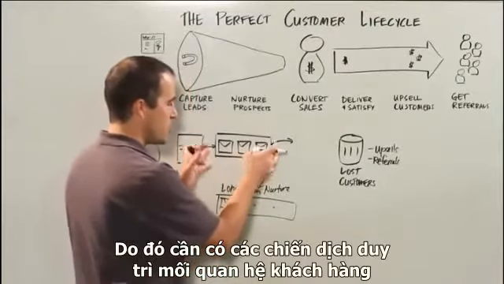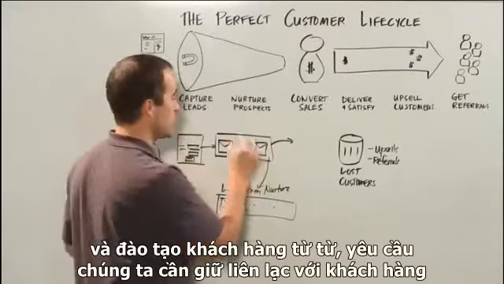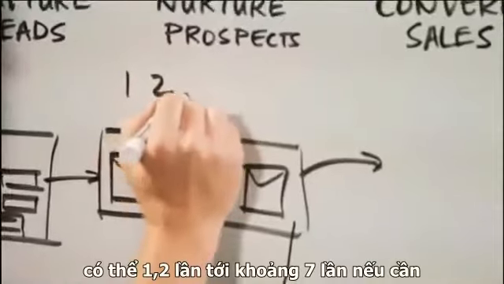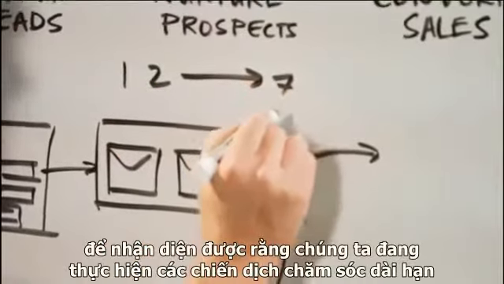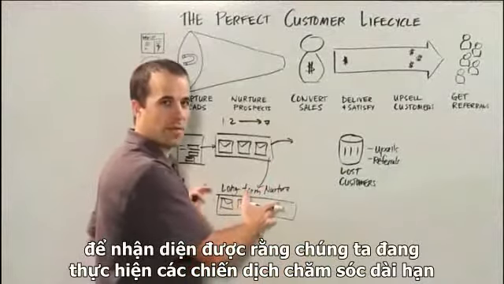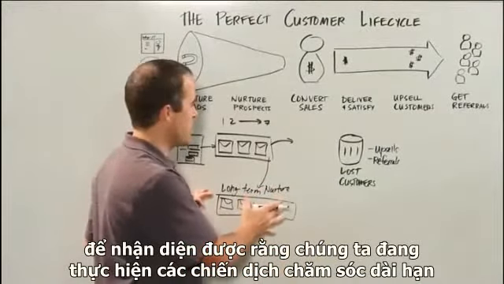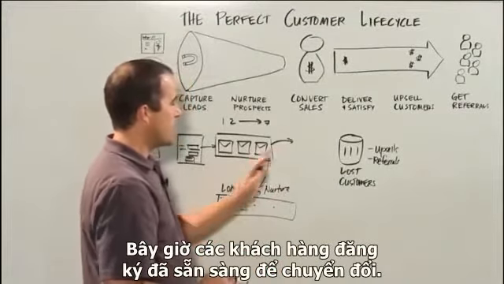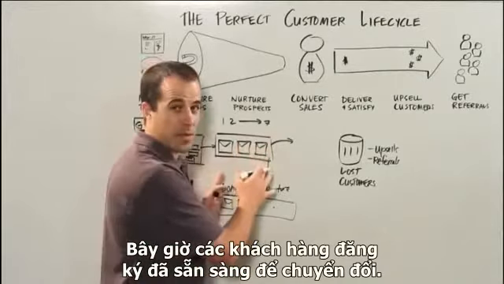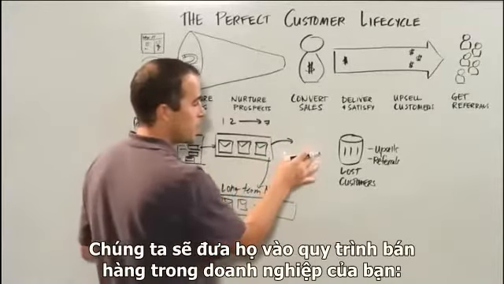So there's short-term nurturing and education that we'll do that'll take us from our contacts of 1 or 2 contacts through to the 7 that we need. There's also a recognition that we have long-term follow-up that might need to take place. Okay, now we've got a hot prospect that's ready to be closed. We'll put them into our sales process.